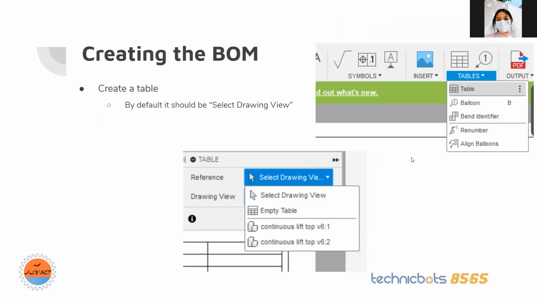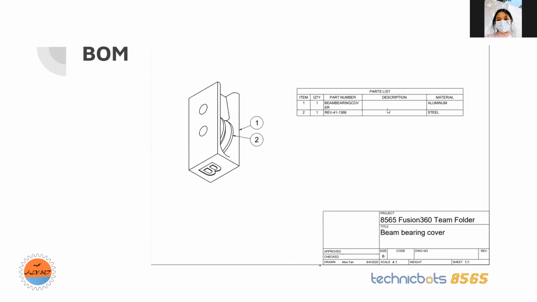Now, to create the actual BOM, you can create a table, and that's just under table, and there's a table button. And by default, it should say select drawing view, and that's what you want it to say. And then from there, it should automatically create this table with the part number of whatever your part is called, the material, which you can change, and the quantity of how many are in that model.